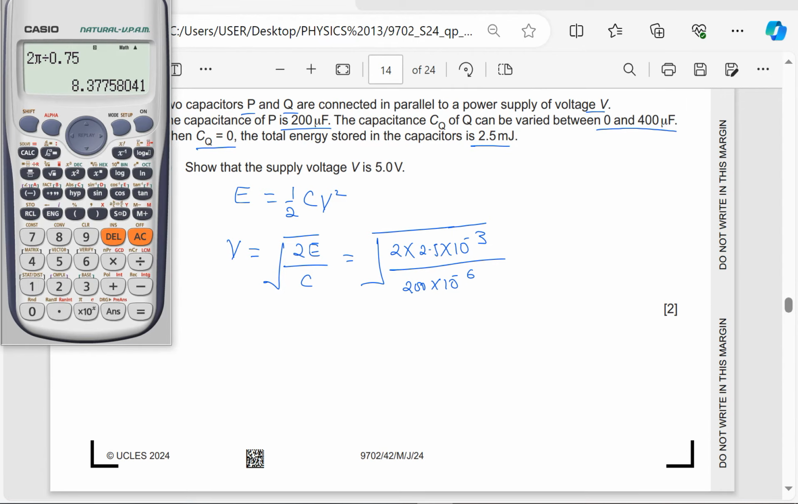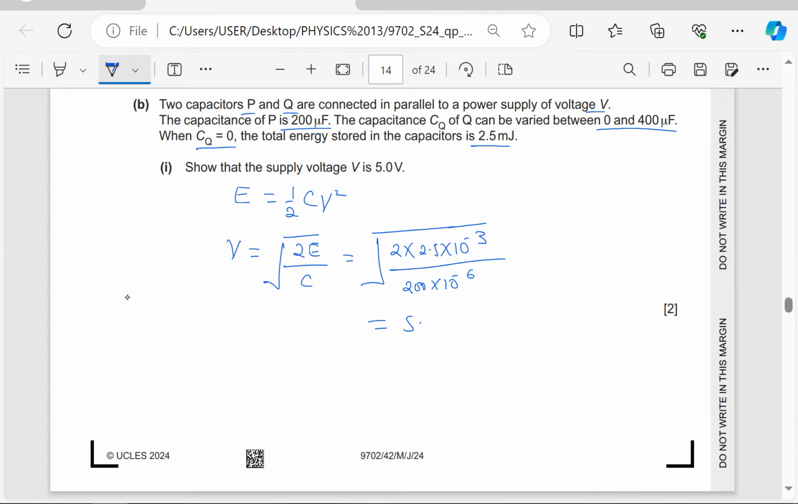I'll check my calculator. 2 times 2.5 exponent minus 3 divided by 200 exponent minus 6. Then, of course, the square root is 5. So this is going to be 5.0 volts.